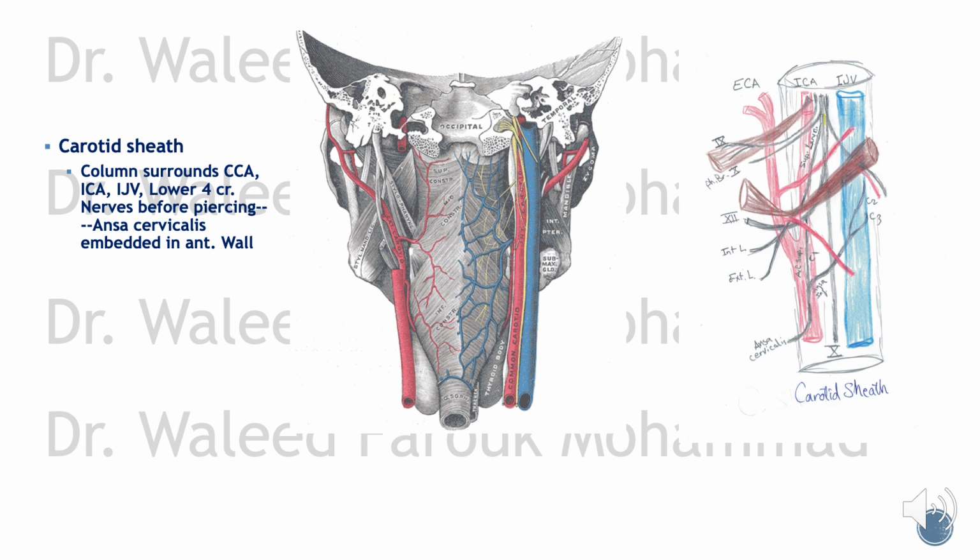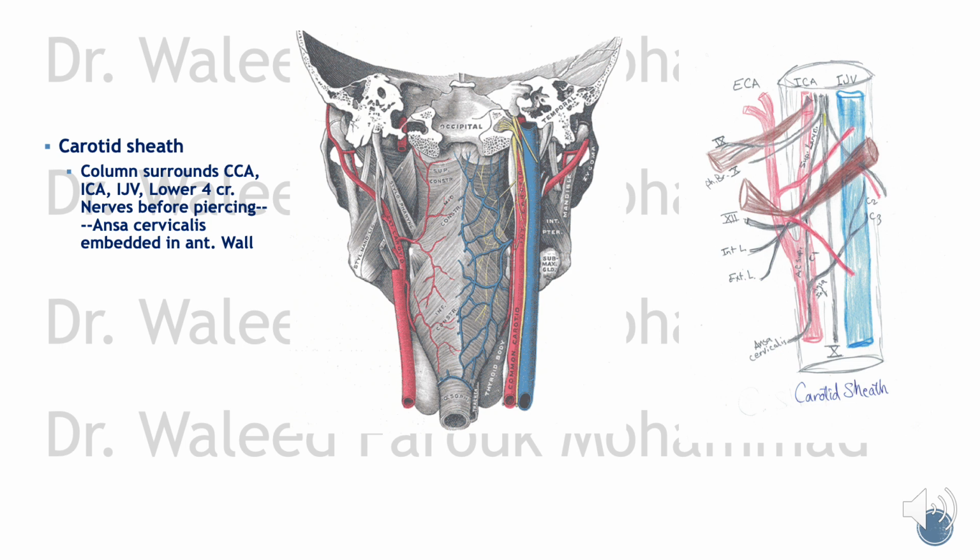Please don't forget the major structures it encloses: internal jugular vein, common carotid artery, internal carotid artery, the lower four cranial nerves. Embedded in its anterior wall is the loop of nerves called the ansa cervicalis to supply the infrahyoid muscles, and that's it. Of course, any branch of any structure inside the sheath has to pierce the sheath.